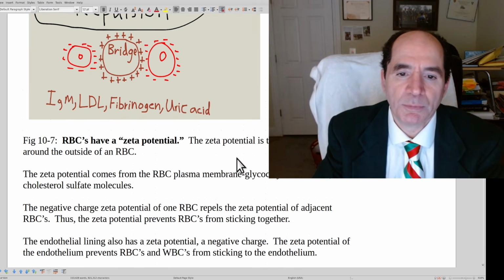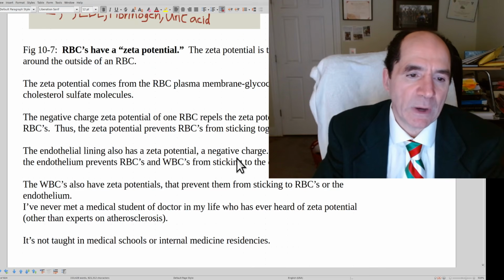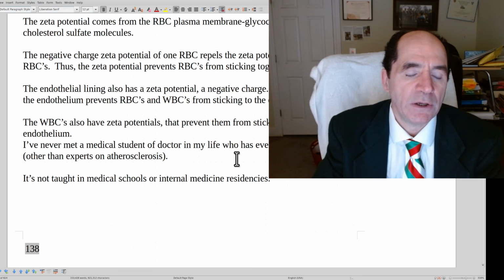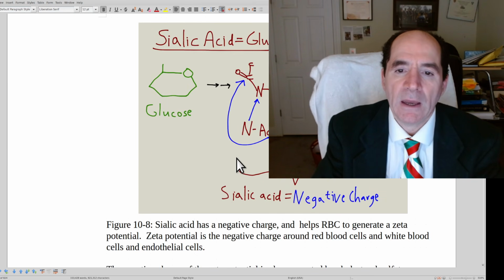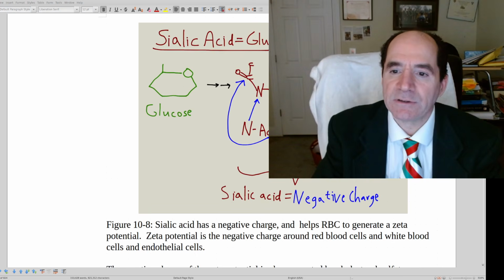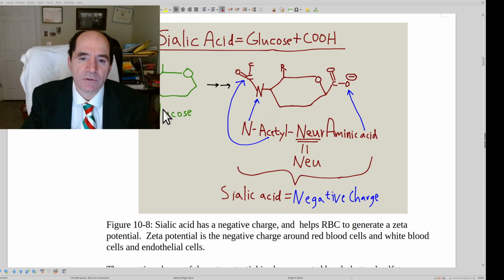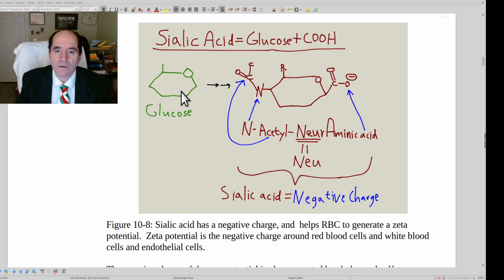Zeta potential, super important. So what creates a zeta potential? Well, you can get it from sialic acids. That's got a negative charge. You can get it from cholesterol sulfates. You can also get it from heparin sulfates. I'll show you just an example of a sialic acid. Think of sialic acids as being like glucose with a carboxylic acid added onto it. There's a little more to it than that, but that's all you need to know. So here's a glucose, here's a carboxylic acid. You stick that on there, it becomes deprotonated in the blood at physiologic pH, and now you've got a negative charge. So that's one of the things that helps red blood cells generate a zeta potential.